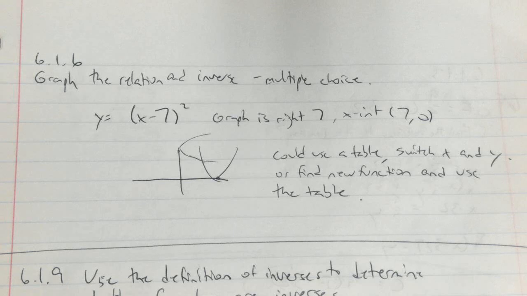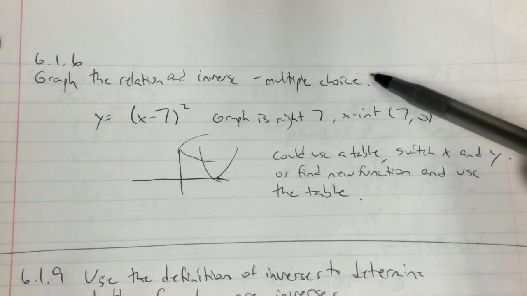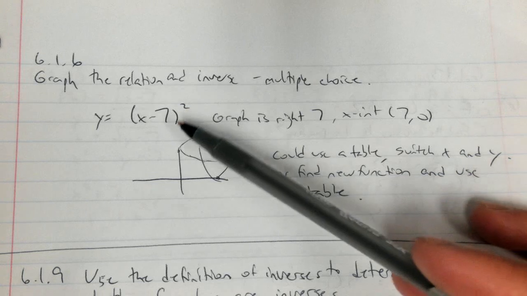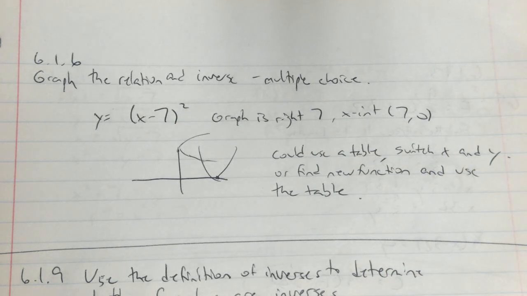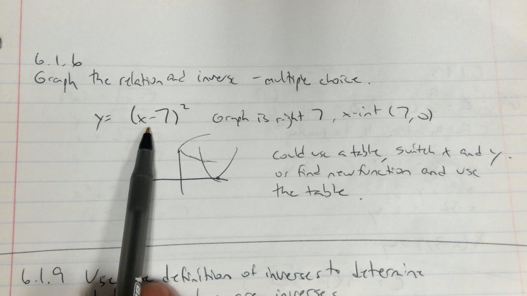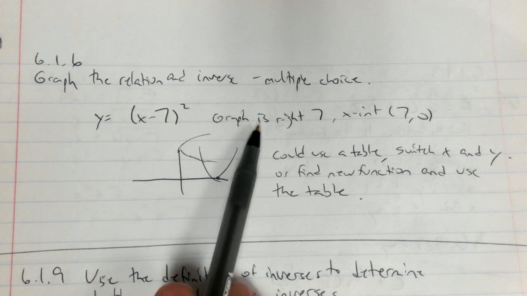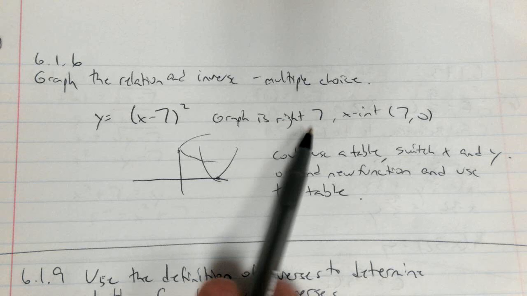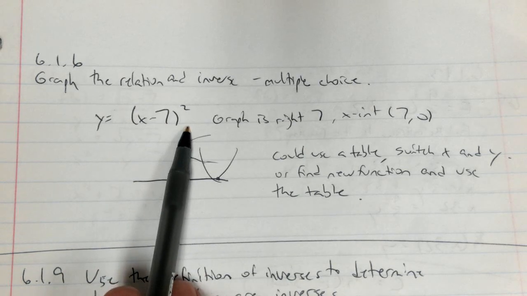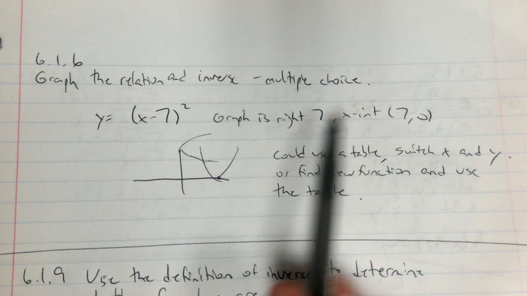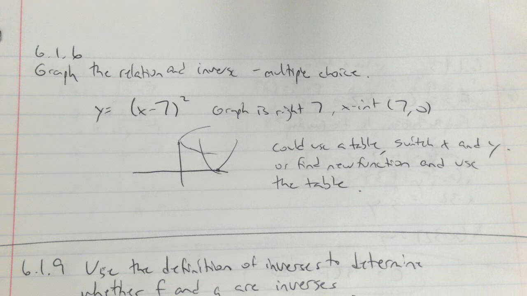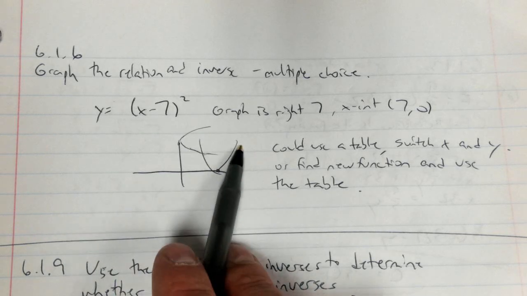The next one says graph the relation and the inverse, and it's multiple choice. On this one, it has y equals x minus 7 squared. That transformation would be going right 7, because if it's a minus 7, then it's right when it's inside parentheses. And that would also tell you your x-intercept would be 7, 0. So the more you do these, the more comfortable and fast you'd be. So the original function is going to look like this, and then we want to graph the inverse.